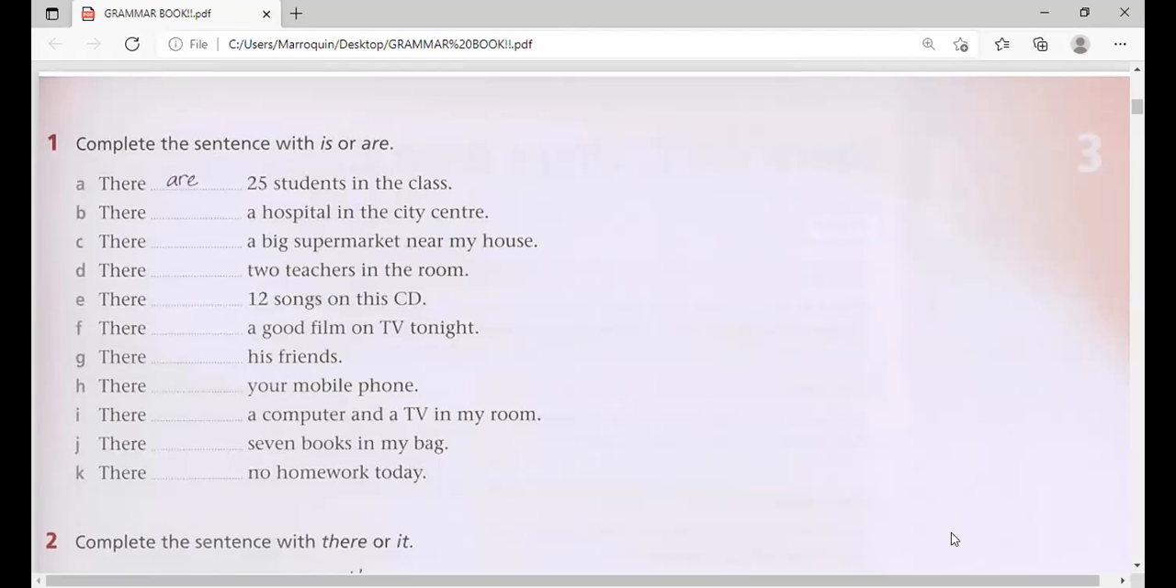Okay, listen carefully. Computer is singular and a TV is singular. So remember this. This indicates that it's a singular structure. So, one more time. There is a computer and a TV in my room. Okay. J as in Juliet.